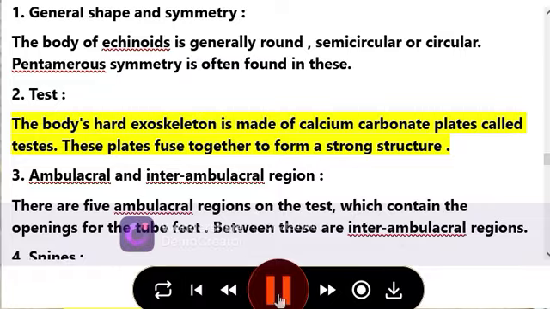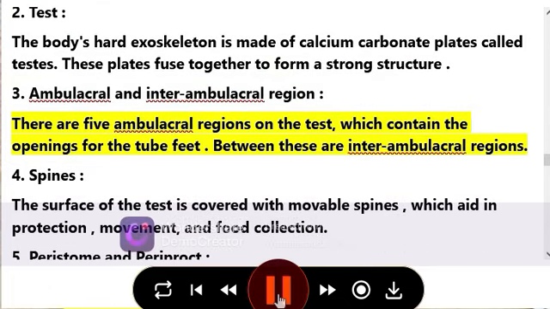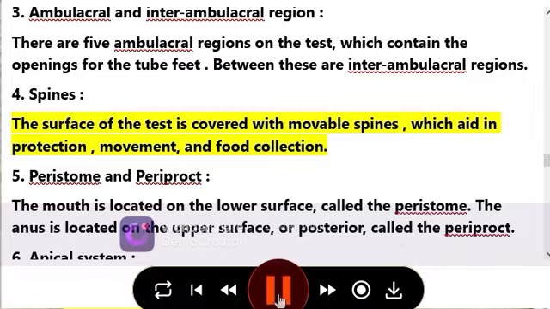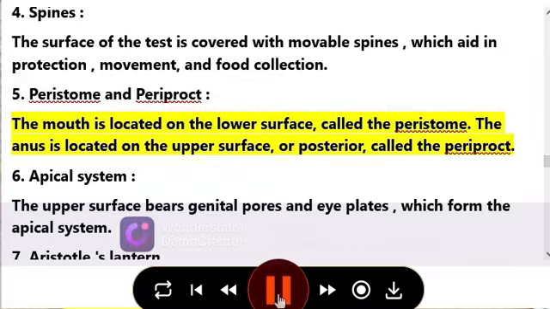2. Test. The body's hard exoskeleton is made of calcium carbonate plates called the test. These plates fuse together to form a strong structure. 3. Ambulacral and interambulacral regions. There are 5 ambulacral regions on the test, which contain the openings for the tube feet. Between these are interambulacral regions. 4. Spines. The surface of the test is covered with movable spines, which aid in protection, movement, and food collection.